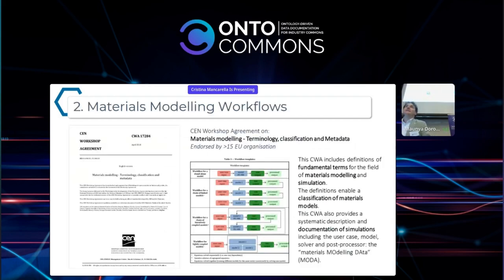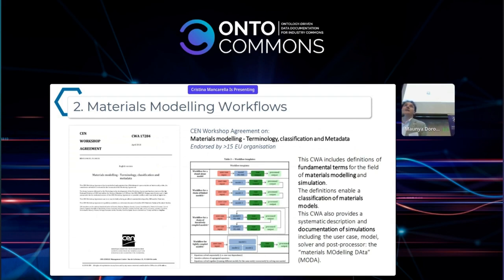Another important standard that we use in the EMMO is more in the direction of a standard granted by a standardization body, because it is a CEN workshop agreement that has been cited by several EU organizations, in particular the European Material Modeling Council, and it is about the materials modeling workflow. This type of initiative has been taken because there was a lack of consensus about the terminology to be used.